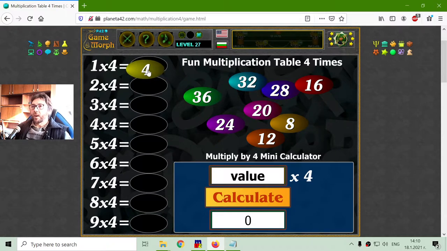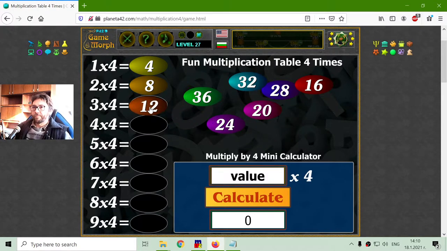1 multiplied by 4 is 4. 2 multiplied by 4 is 8. Come on, 8, come here and let me place it. 3 by 4 should be 12. Now, 4 multiplied by 4 is 16.